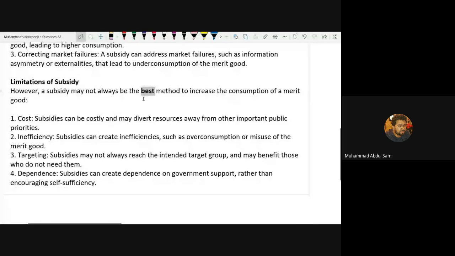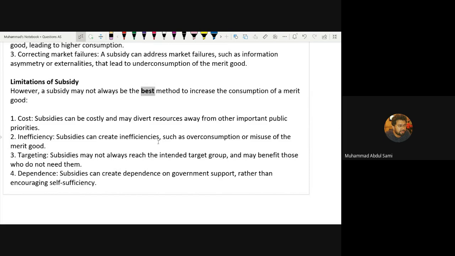So a limitation of a subsidy could be the cost. The subsidies can be costly and may divert resources away from other important public priorities. And who will bear the cost, by the way? The government. Who will provide the subsidy? The government. Then inefficiency: subsidies can create inefficiencies such as overconsumption or misuse of a merit good. When the government is backing a good, there is a possibility that people are over-consuming or misusing, or exploitation would be there in terms of a merit good.